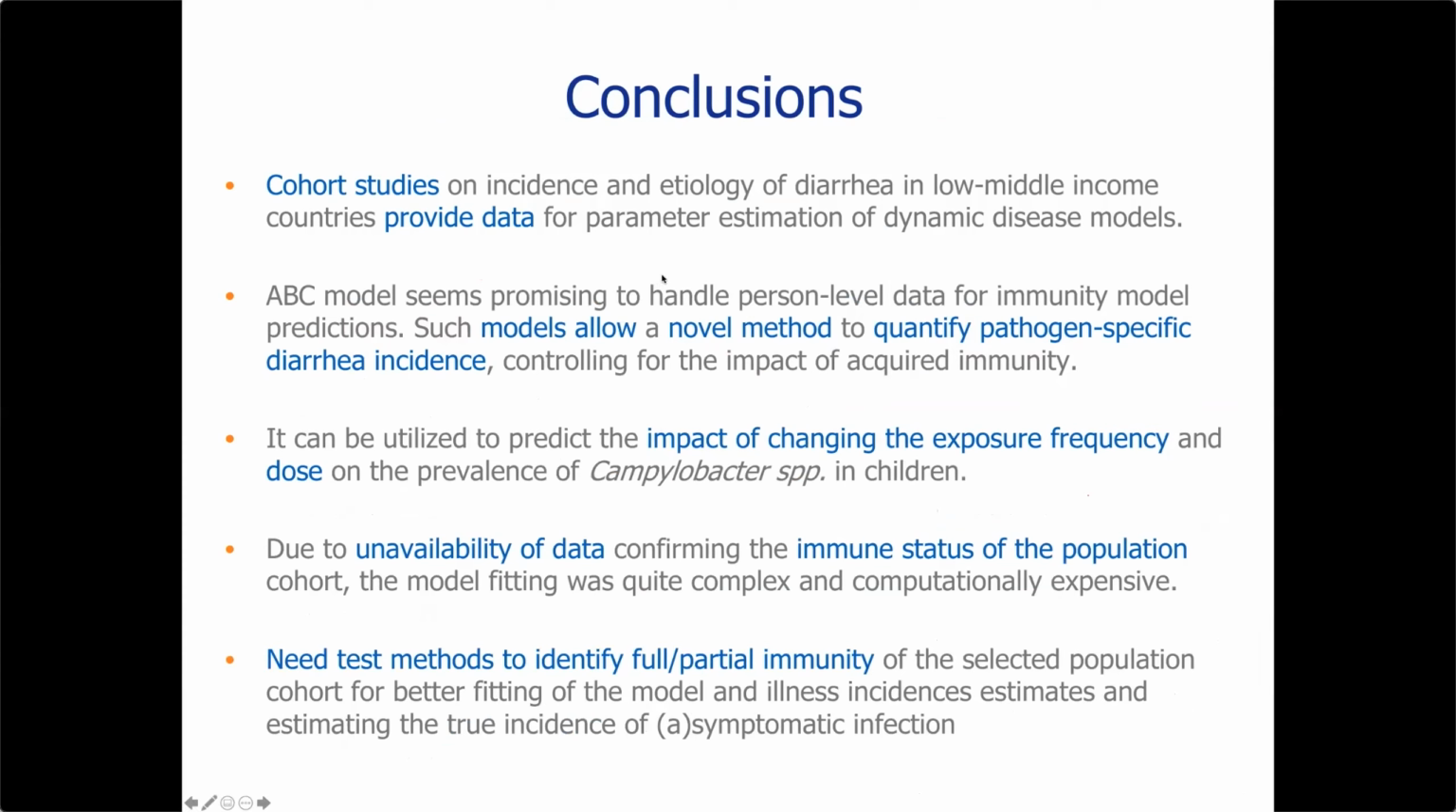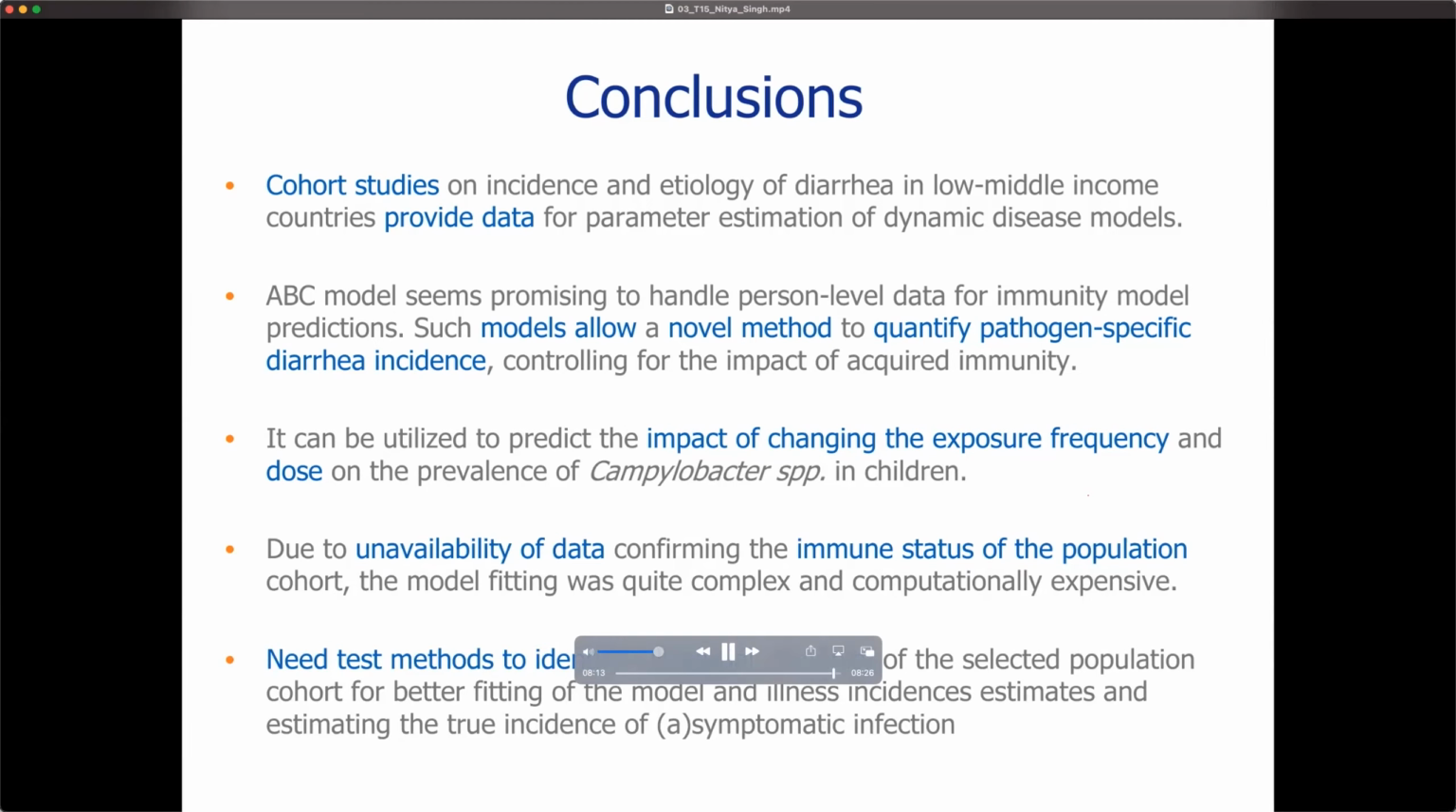But in summary, I can say that these cohort studies provide an excellent source of data for estimating these immune parameters for such dynamic disease models. And these models also allow a novel method to quantify pathogen-specific diarrheal incidences, and they can also be applied to estimate the impact of changes in exposure frequency and dose. But there is a limitation that there is no data available to confirm the immune status of the population, and we need such methods so that we can calculate the illness incidences very accurately for both symptomatic and asymptomatic infections.